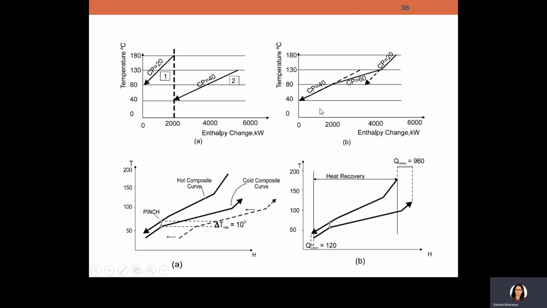Similarly, you repeat for the next case. So you have the hot composite and cold composite curve. You move or shift the curves in such a way that delta T minimum is attained. So this is the amount of heat that you can recover from your process stream, and these are the additional utility requirements.